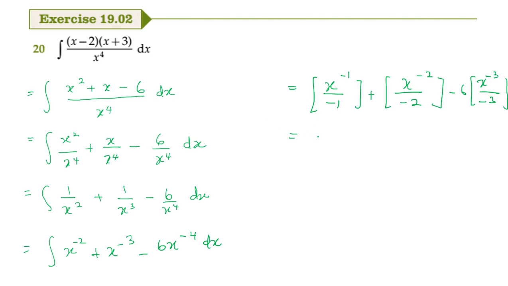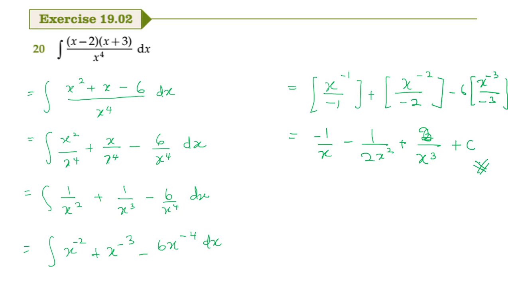Okay, now what you have over here is negative 1 over x. I bring down the power since you have power of negative 1, so I bring down minus 1 over 2x power of 2, minus 6 over 3. So you can simplify over here, negative 6 divided by negative 3, it should be plus 2. So put over here plus 2 x power of 3, and then don't forget to put plus C.